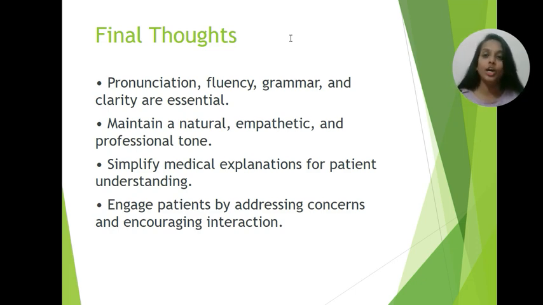That's all for today. I hope this breakdown of OET speaking role play for optometry and dentistry helps you get ready to ace the test.